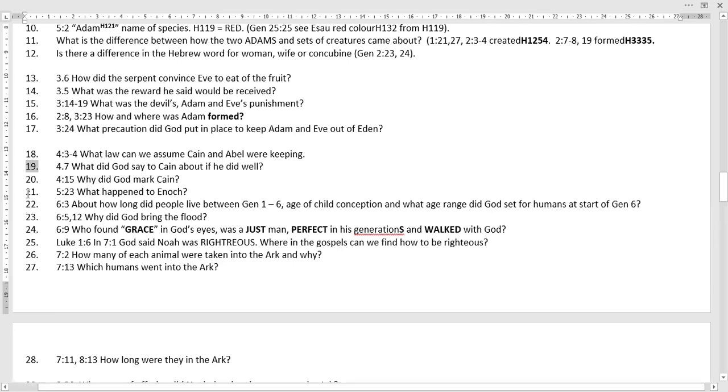What happened to Enoch? In chapter 5, verse 23, you see Enoch was taken. I read verse 21. Enoch lived 65 years and begat Methuselah, and Enoch walked with God. We're going to see this the same with Noah. And he begat Methuselah 300 years and begat sons and daughters. And all the days of Enoch were 365 years. And Enoch walked with God, and he was not, for God took him. And that's the end of the information we are given.